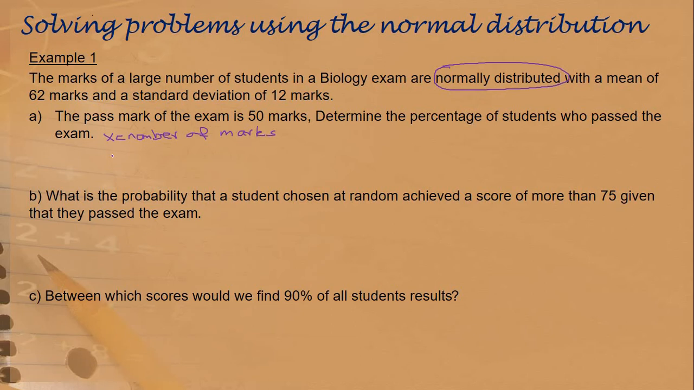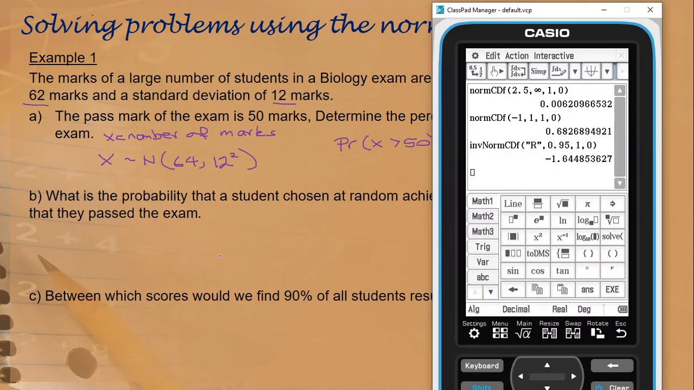Now we define it appropriately. X is normal, they tell us there. We've got a mean of 62 and a standard deviation of 12. Remember, we write the standard deviation squared. We're told the pass mark is 50. We want to determine the percentage of students who passed the exam. So that means that we're wanting probability that X is greater than 50. And now we can put this into CAS.